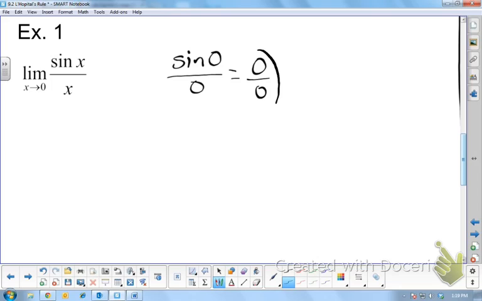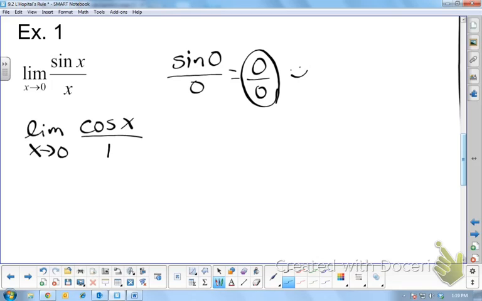So no, I can't take the limit by just plugging it in. But I got 0 over 0. That makes me happy, because that means I can actually use L'Hopital's rule. I like this one. So, because I came out 0 over 0, now I can take the derivative of each piece. Derivative of sine, cosine, derivative of x, 1. So now we try and take the limit like we would normally again.